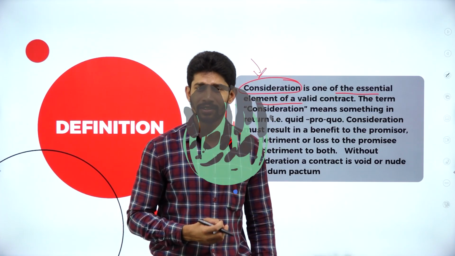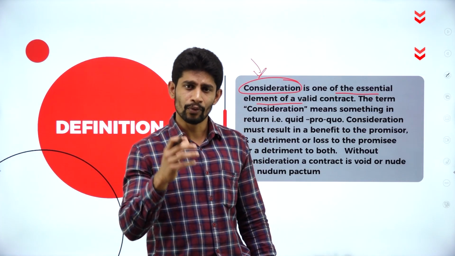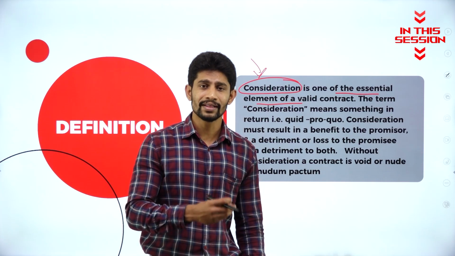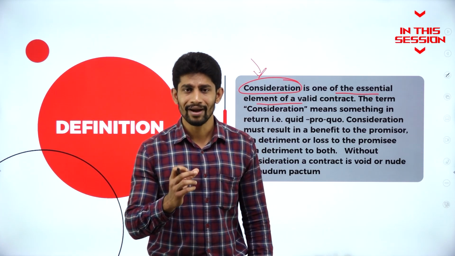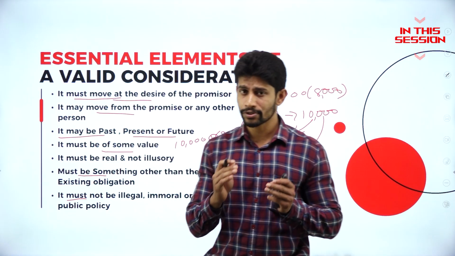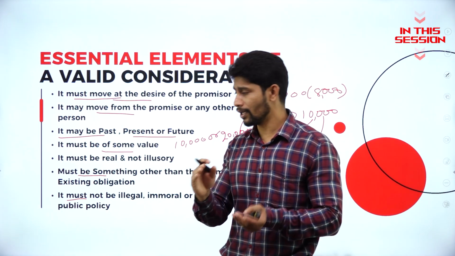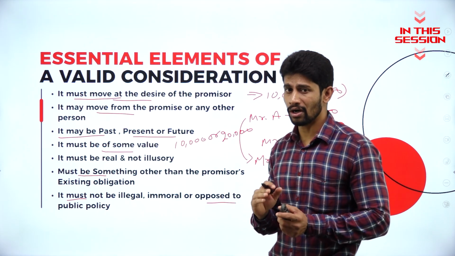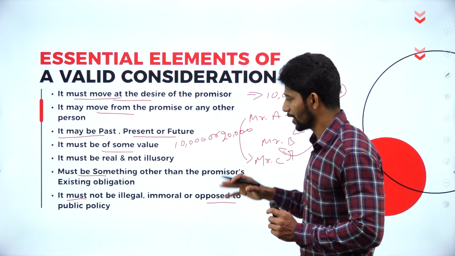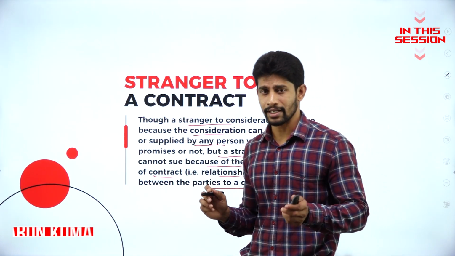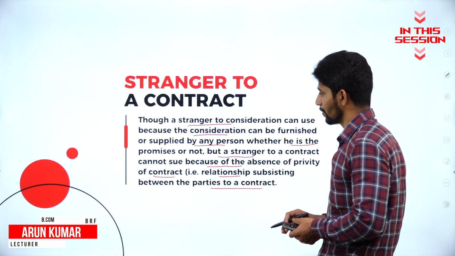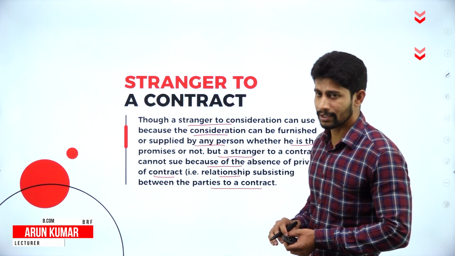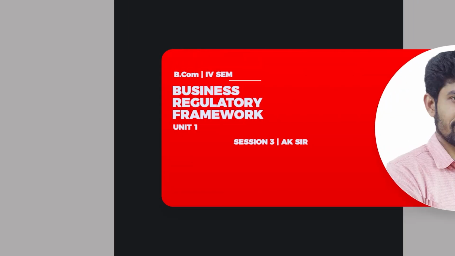A valid contract is nothing but where both the parties fulfill all the essential elements of a contract. That is called a valid contract. Consideration should not be illegal or immoral, and it should not cause any problem to public policy. Whether the stranger promises or not, the consideration can be fulfilled or supplied by the stranger party.